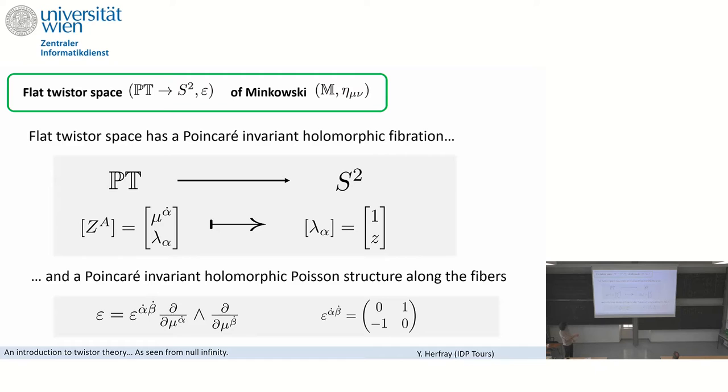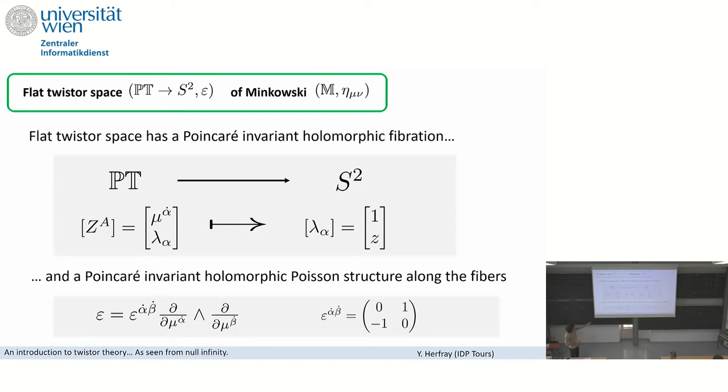And you have more. Along the fibers, the mu's are the coordinates. But because there is this SL2C element acting here, the mu's have something which is invariant, which is this volume form. A fancy way of saying it is that you have a Poisson structure on the twistor space. You have this inverse volume form on your twistor space, which is inducing a volume form along the fibers. So the flat twistor space of Minkowski space has a holomorphic Poisson structure. It's also going to be important to keep that in mind at some point. So this is the flat twistor space.